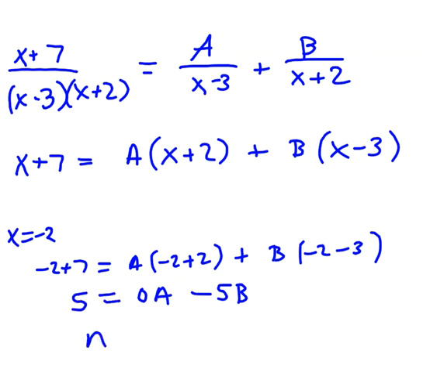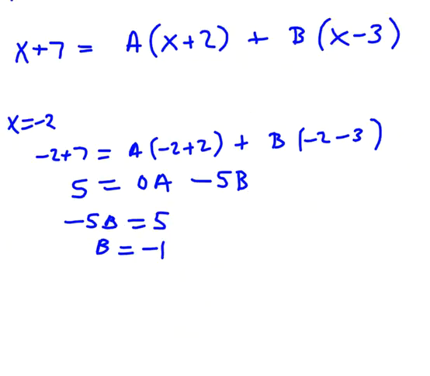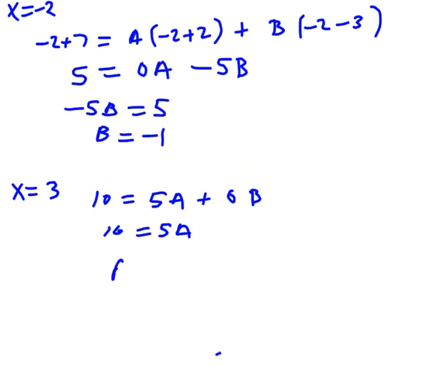So basically I get negative 5b is equal to 5, so b is negative 1. It's kind of a shortcut instead of actually solving the entire system out. The other value I would pick would be positive 3 because that'll get rid of the parenthesis on the b. I get 10 on the left-hand side equals 5a plus 0b. So 10 is equal to 5a. So a is equal to 2.